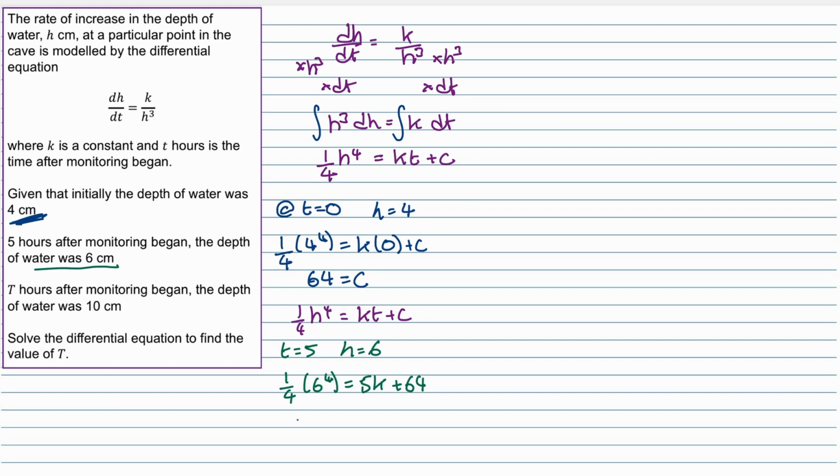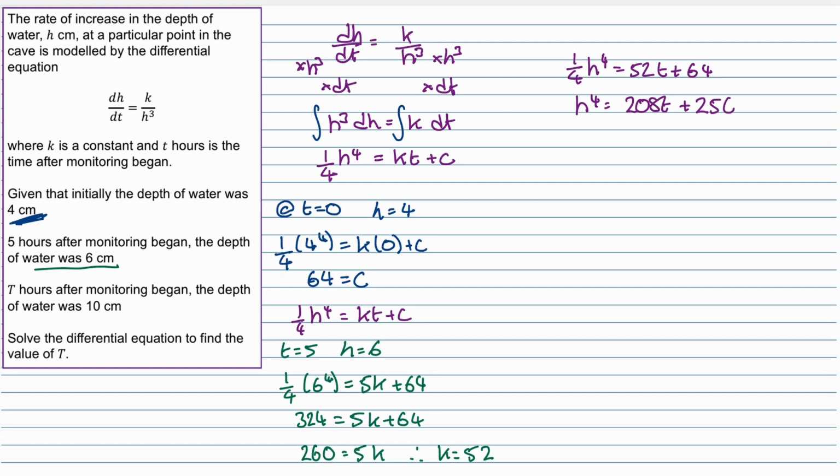So we can work out this left-hand side, and we'll have 324. And then we can take away the 64 from both sides, and we'll have 260 will equal 5k. So therefore, k will equal 52. Substituting in k, we'll have 1/4 of h to the 4 will equal 52 times t plus the 64. Now I'm just going to move this quarter to the other side. So h to the 4 will be 208t plus 256.